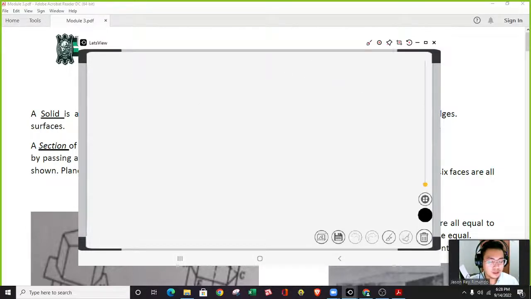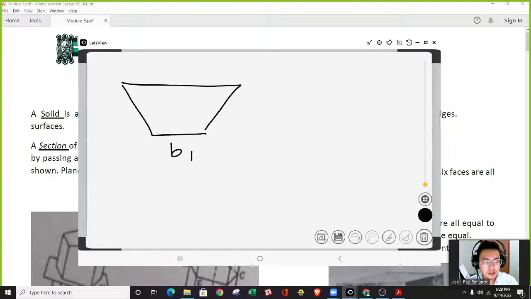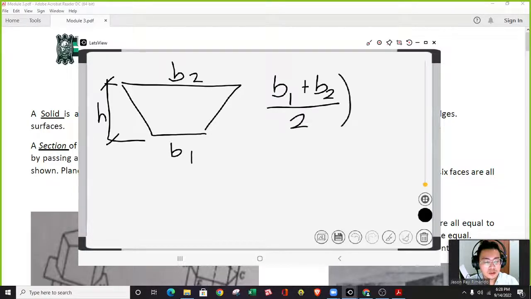What if it's a trapezoid? You have your base 1, base 2, and your height. What is the area? You have base 1 plus base 2 all over 2 times your height. Times height.